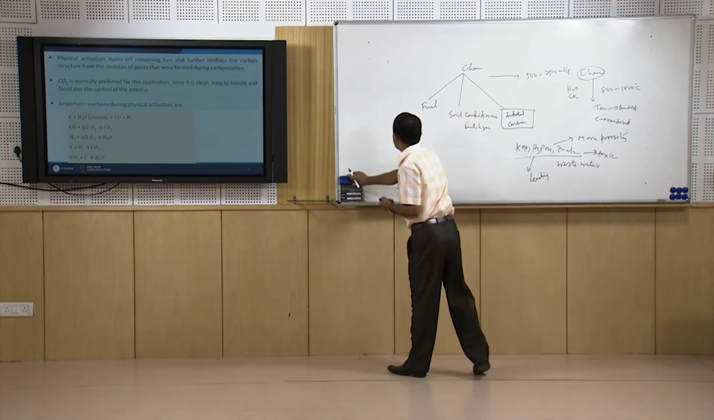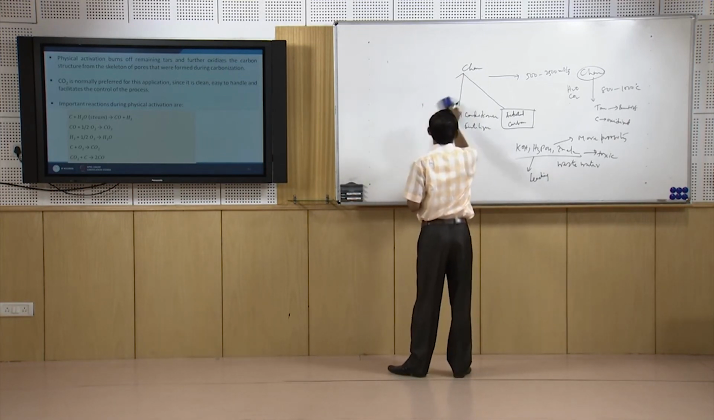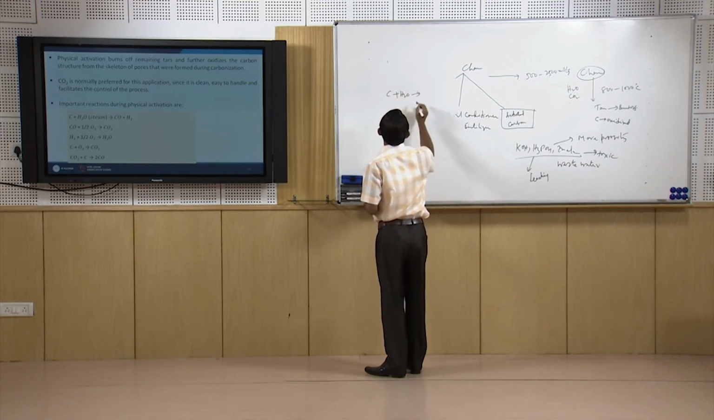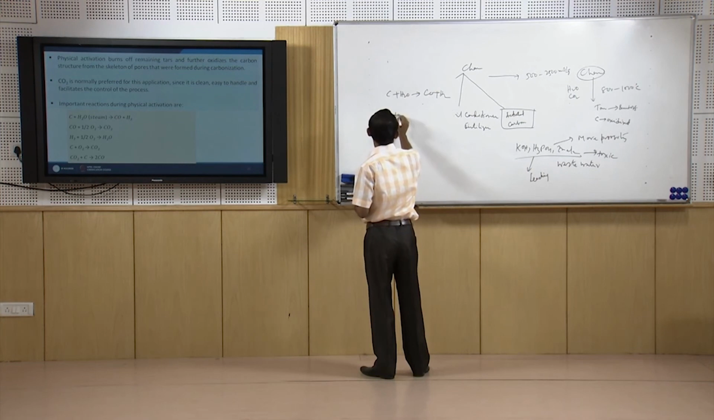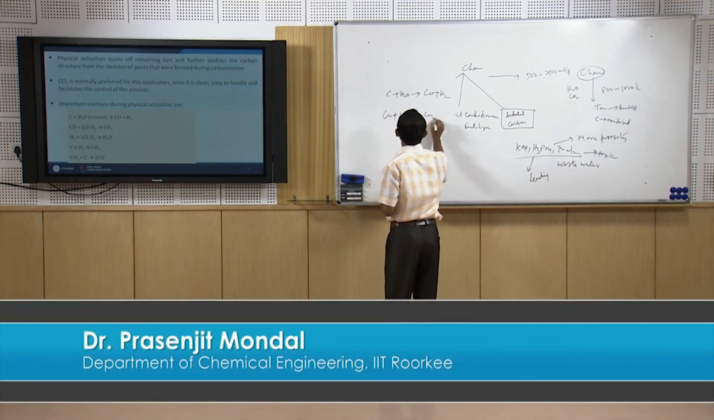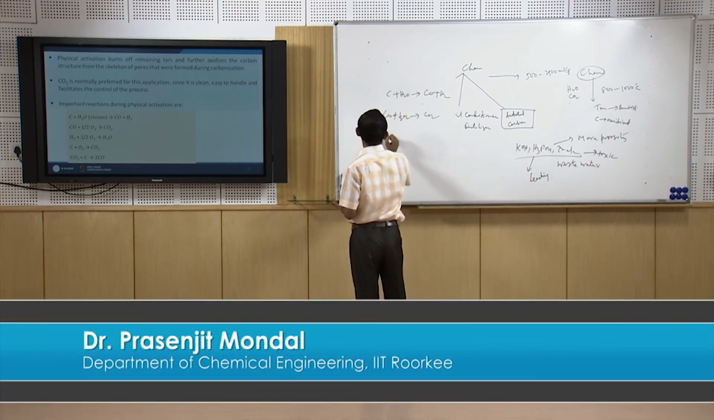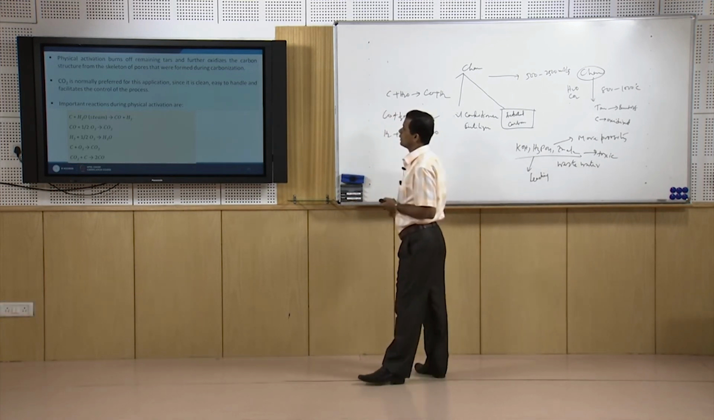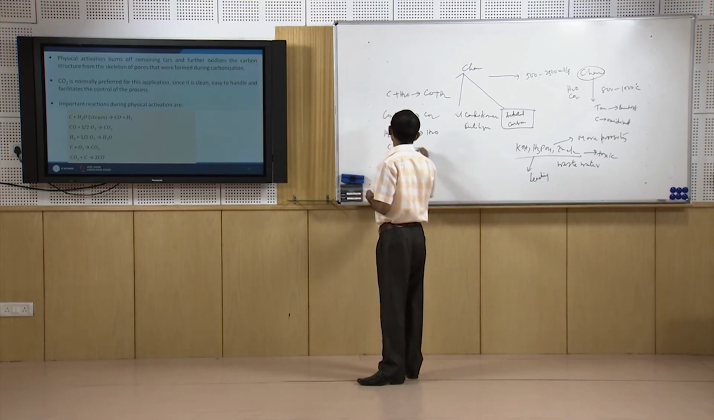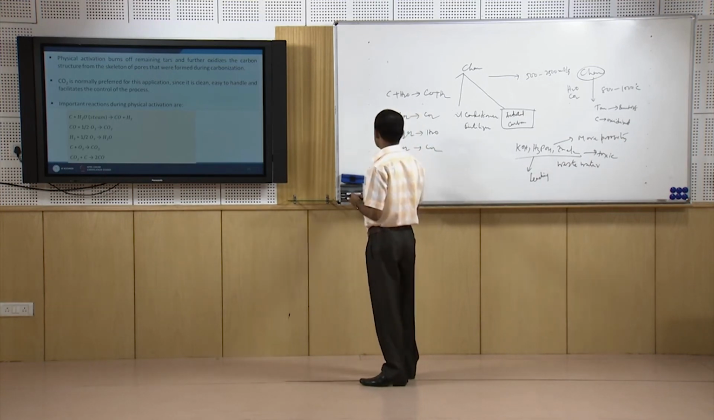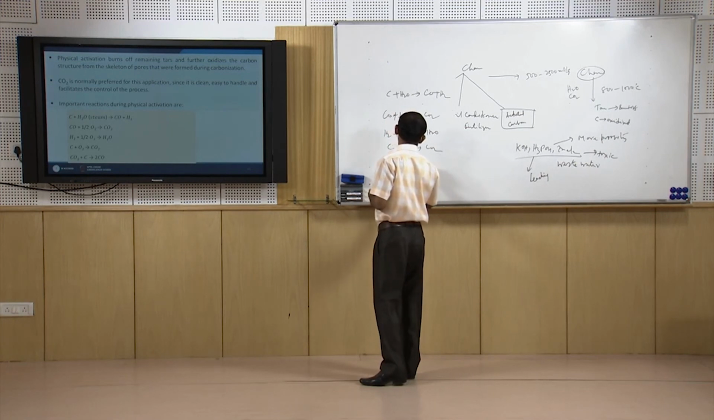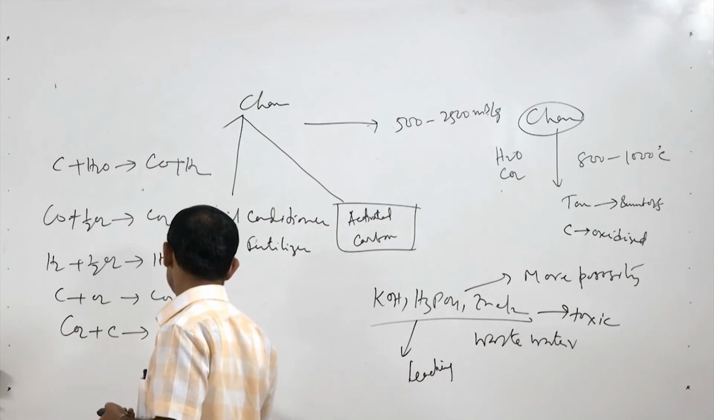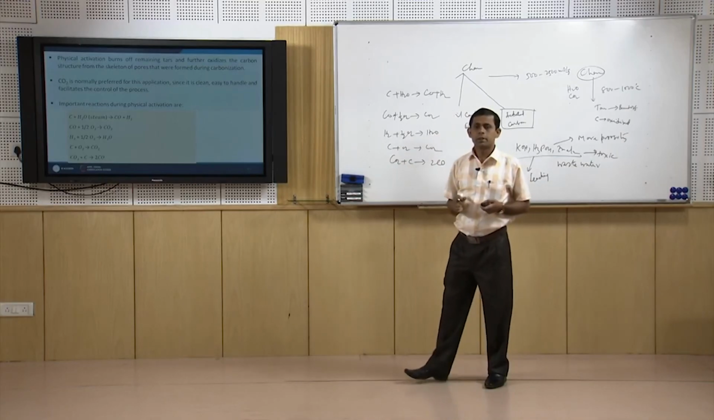The reactions which take place during the physical method are: C plus H2O gives CO plus H2; CO plus half O2 gives CO2; H2 plus half O2 gives H2O; C plus O2 gives CO2; and CO2 plus C gives 2CO. So, these are the reactions which take place in the case of physical activation.